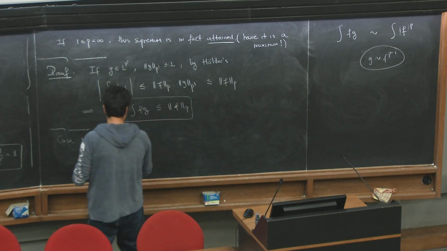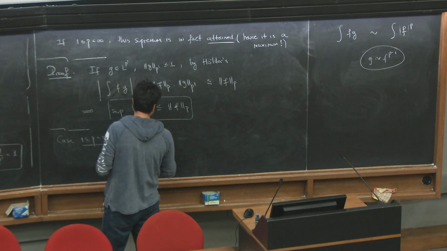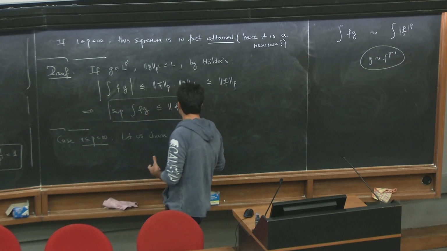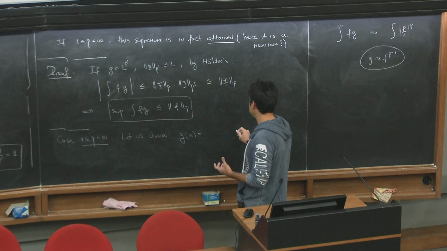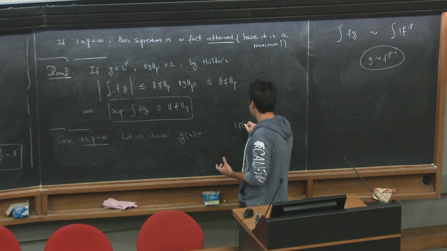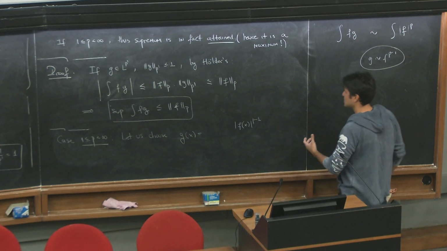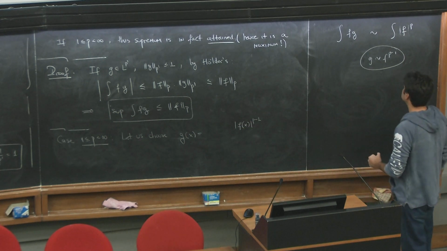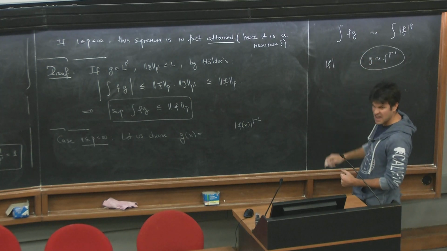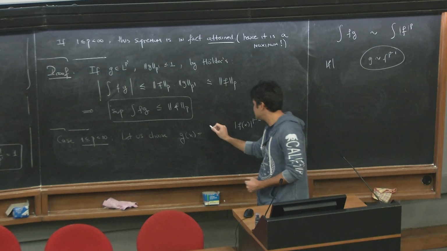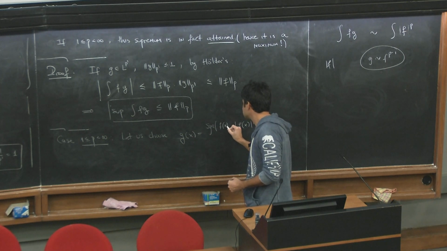So let us choose g, let's say g of x, to be the modulus of f of x to the p minus 1. That's great. So I have modulus of f of x to the p minus 1. Now, I want to multiply by f, and I want to get the modulus of f. So what I will put here is the signum of f of x.